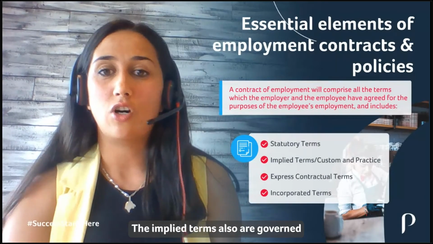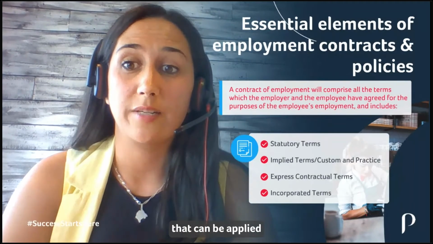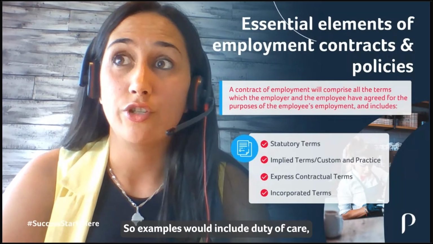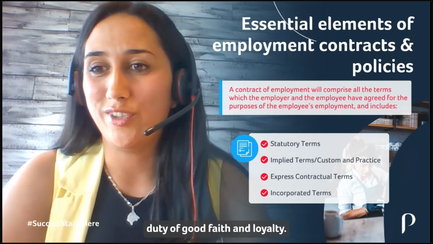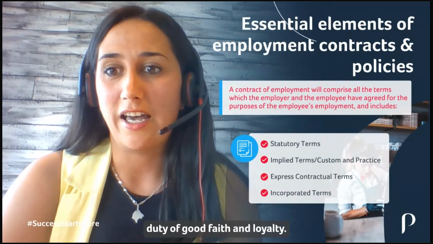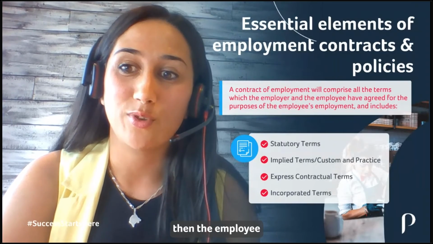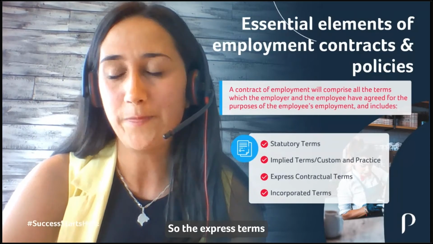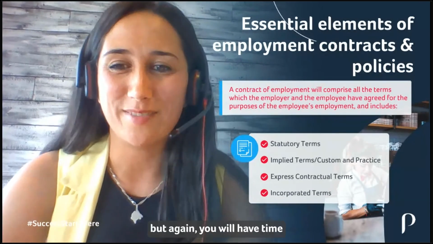The implied terms also are governed by the common law. So these are the duties that can be applied to the employer and employee. So examples would include duty of care, for example, or trust and confidence, or duty of good faith and loyalty. If the employer breaches any of these duties, then the employee may be able to pursue a civil breach of contract.